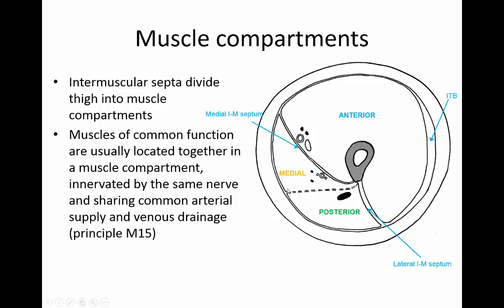Medially, again, the same function. They adduct the hip, have the same innervation, the obturator nerve, and have the same blood supply, the obturator artery. Posteriorly, these are all knee flexors, and they generally have the same innervation, so our sciatic nerve, the tibial component, and the same blood supply, so that profunda femoris artery.